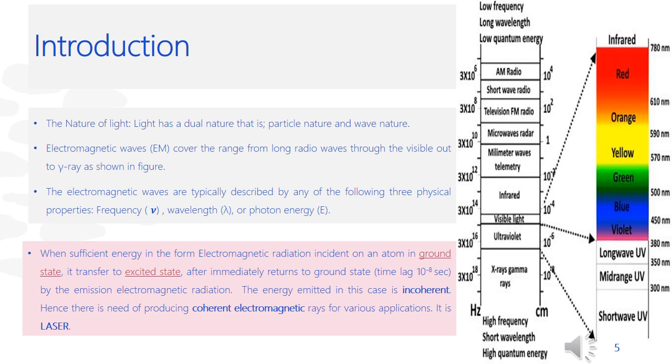Consider a block of matter that consists of atoms. When sufficient energy in the form of electromagnetic radiation is incident on this block in the ground state, it transfers to an excited state, then immediately returns to the ground state by emission of electromagnetic radiation. In this case, the energy emitted is incoherent. But there is a need to produce coherent light for some applications, which is the laser.